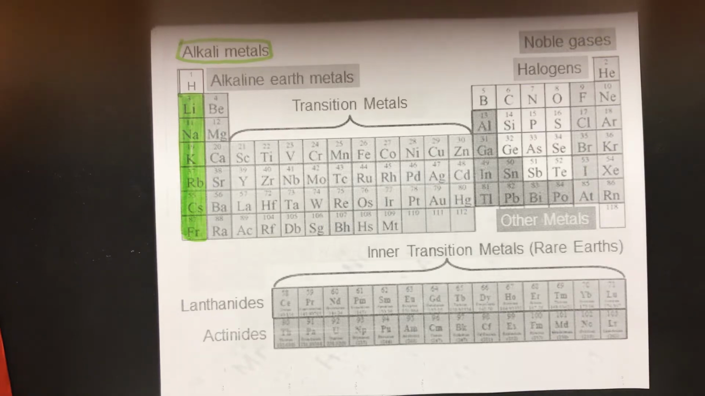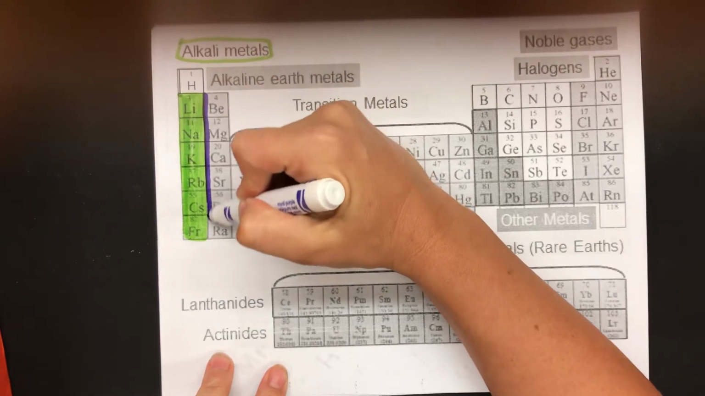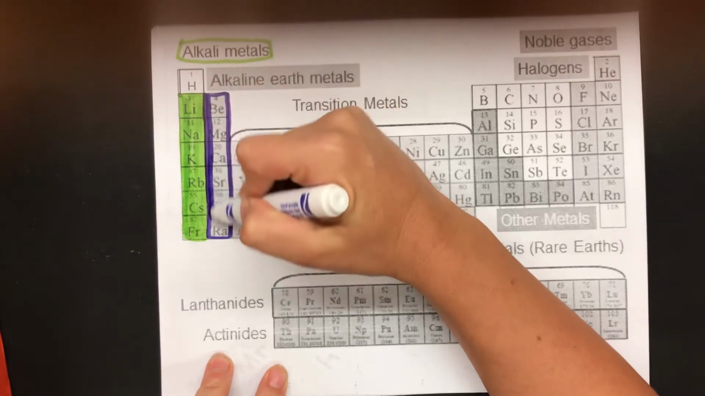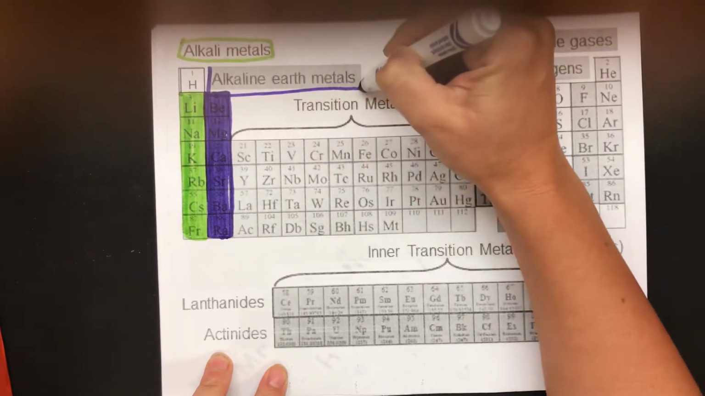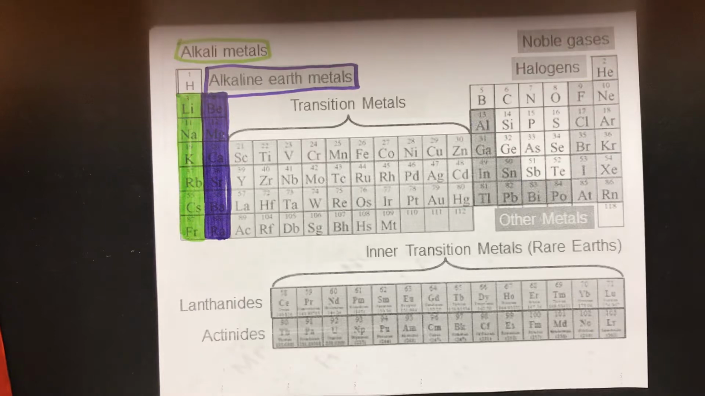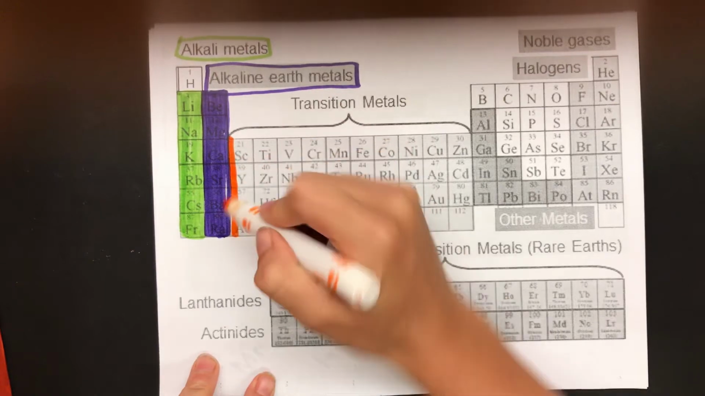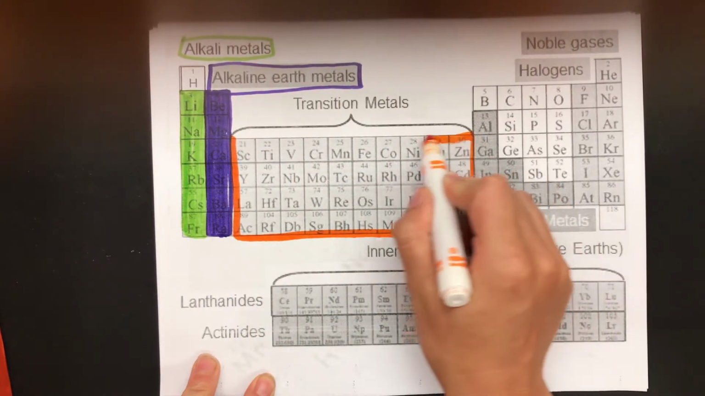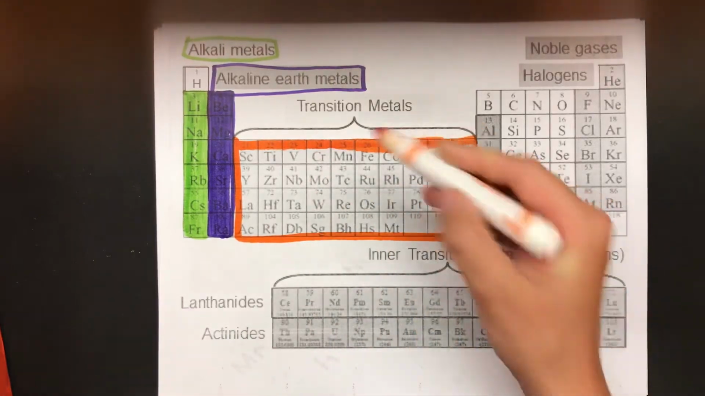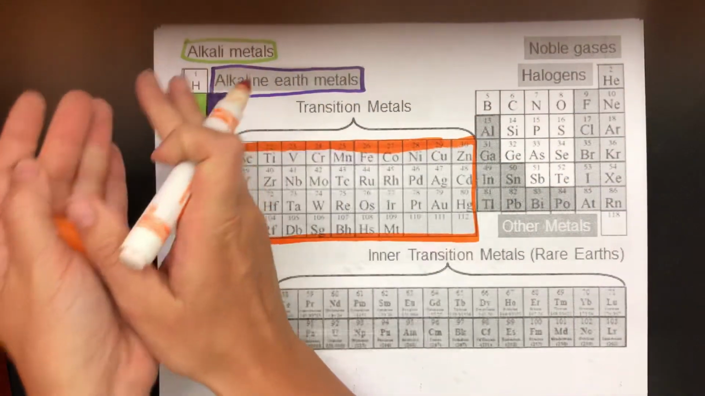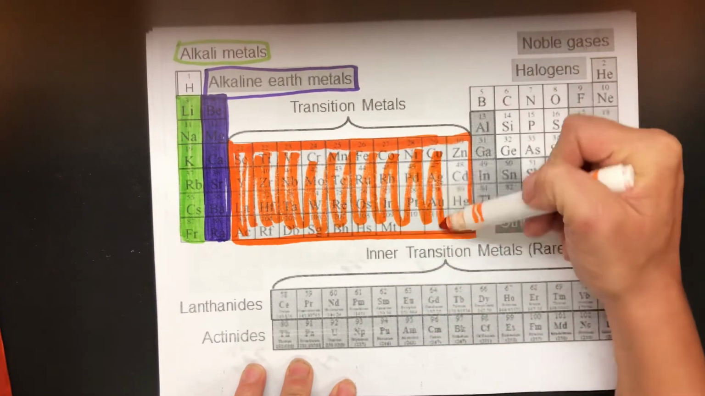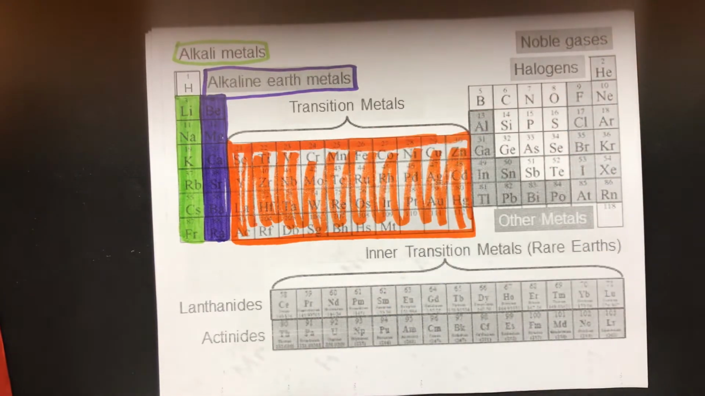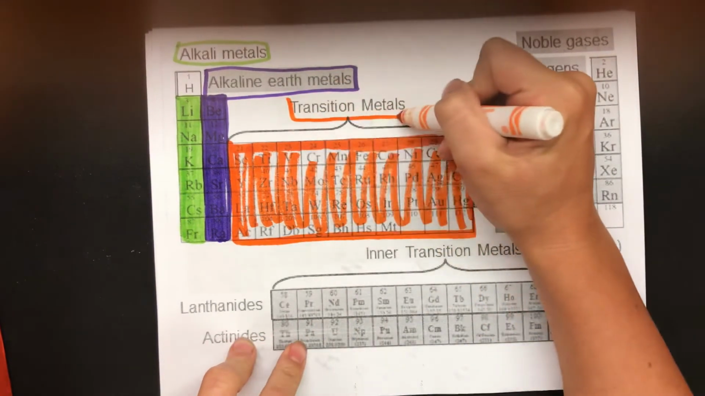Next thing, the second group are known as your alkaline earth metals. Next thing, this chunk in the middle, these are known as your transition metals. The reason they're called that is they are literally the transition of the periodic table. You're going from this chunk of the periodic table to this chunk. You can color more neatly than that, but I'm just trying to get through it quickly. So these are your transition metals.